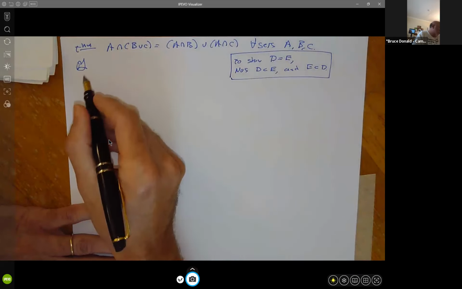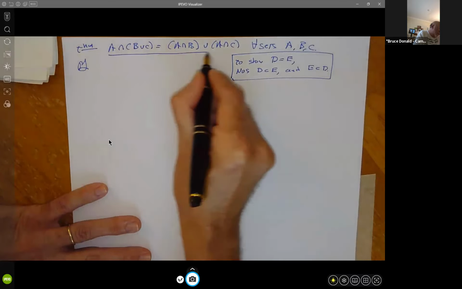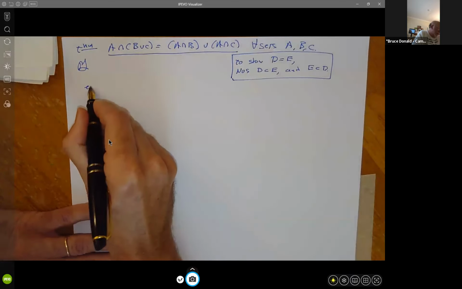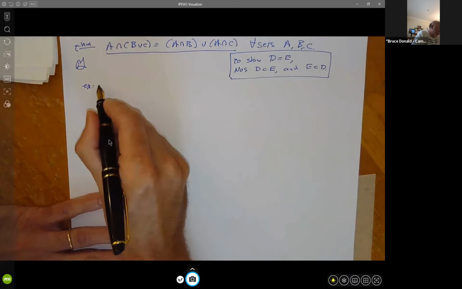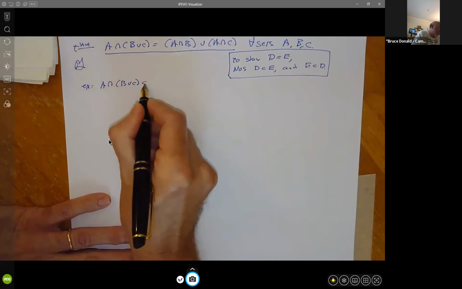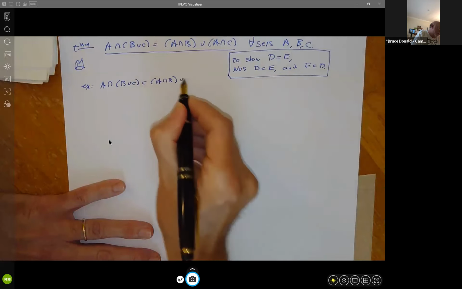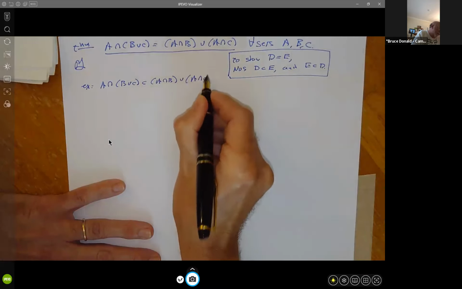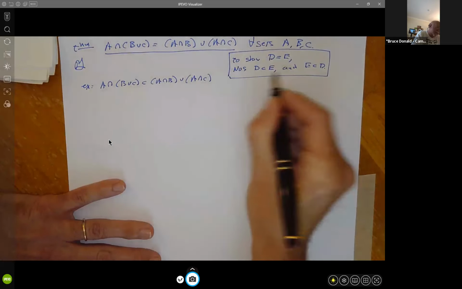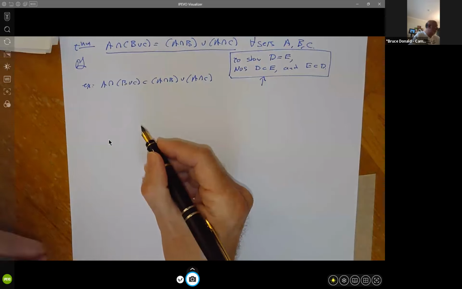So let's look at our example here. We want to prove this here. Let's just do this in one direction. We'll do A intersect B union C is a subset of A intersect B union A intersect C. Notice I'm just doing one direction corresponding to this. You have to do the other direction. I'll leave that for you to think about.